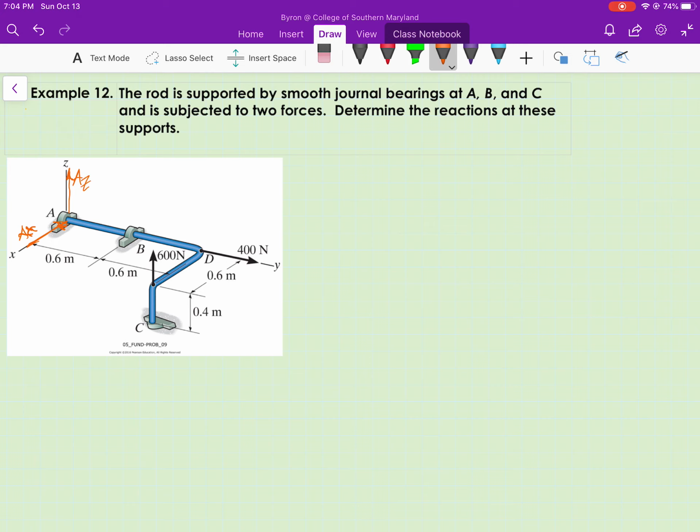Now notice here I'm mixing it up a little bit. I've assumed that A sub x acts in the negative direction and A sub z acts in the positive direction. I may or may not be correct, and I'll know that when I solve for those unknowns and look at the sign in front of the magnitude. Okay, let's do B in a different color here. So I'm going to have the same situation at B: B sub x, B sub z.